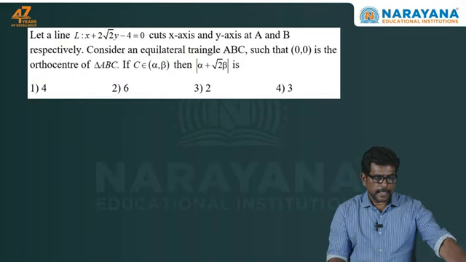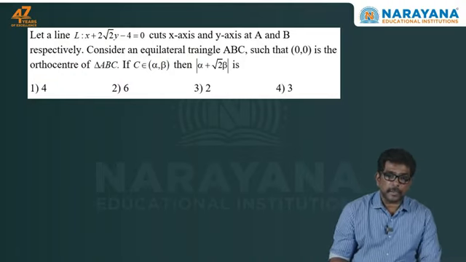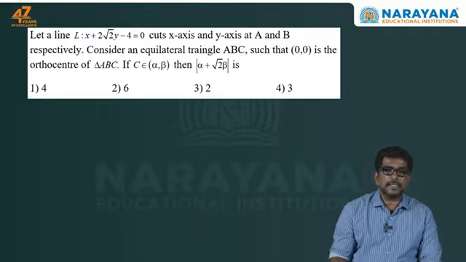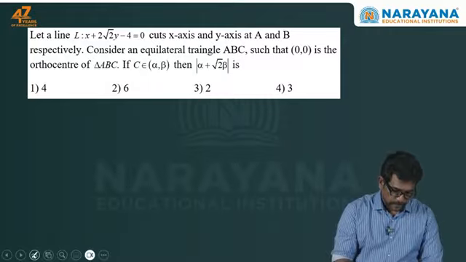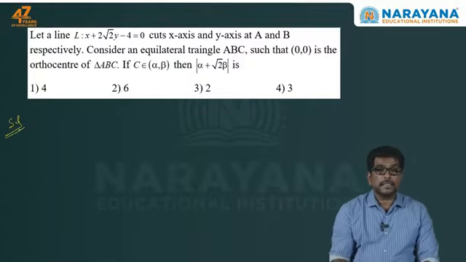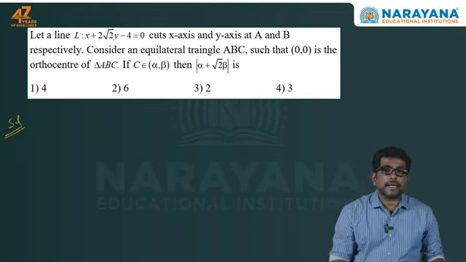Let a line L, that is x plus 2 root 2 y minus 4 is equal to 0, cut the x-axis and y-axis at A and B respectively. Consider an equilateral triangle ABC such that (0, 0) is the orthocenter of triangle ABC. If C belongs to (alpha, beta), then the value of mod alpha plus root 2 beta is what they are asking. Now the problem is related to straight lines, and especially to the triangles concept. It is an equilateral triangle ABC.